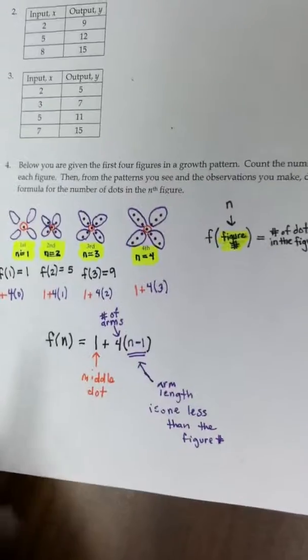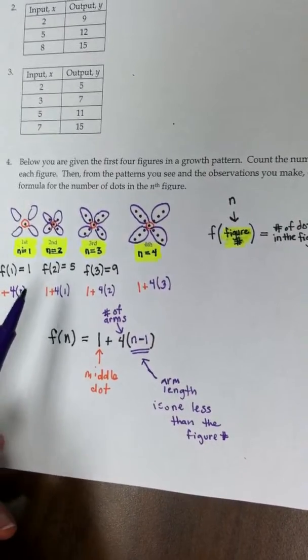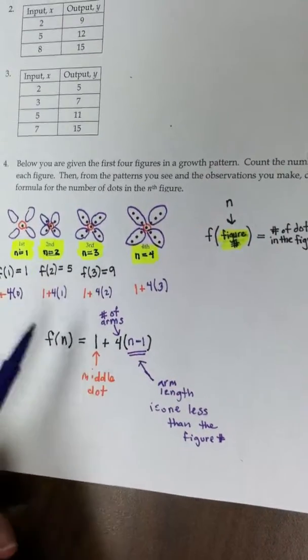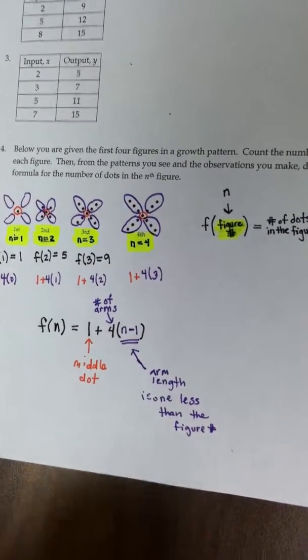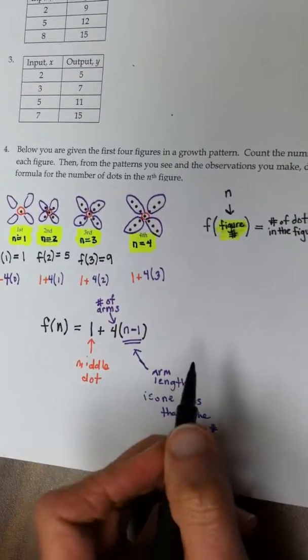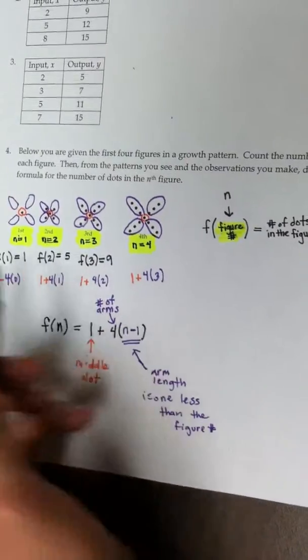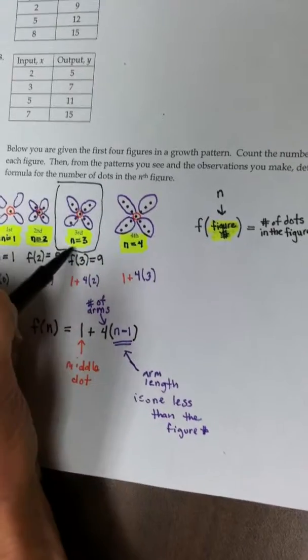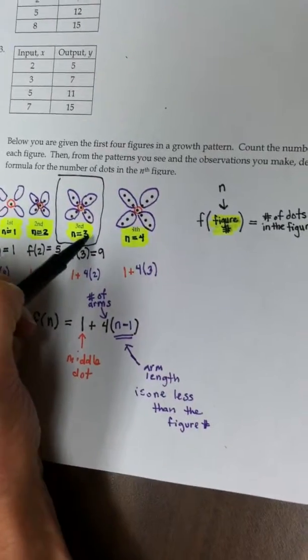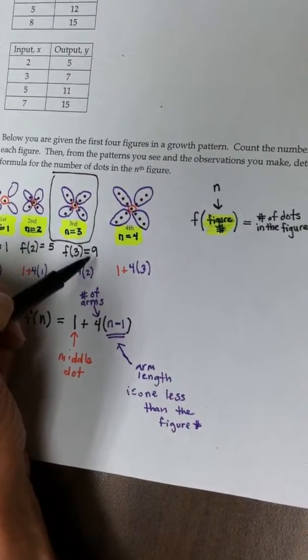So I've created a function based on the patterns I saw in my figures that should work in every case. So now I need to test it out and make sure that it's accurately predicting the number of dots per each figure. So I'm going to test it over here. I'm going to test it for, I don't know, let's say this third figure. So when I plug in a figure number of 3, I better get out 9 dots.